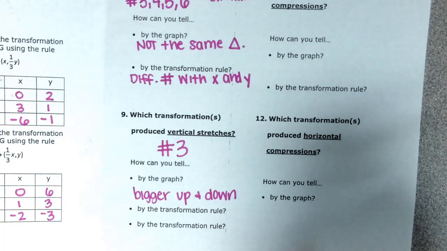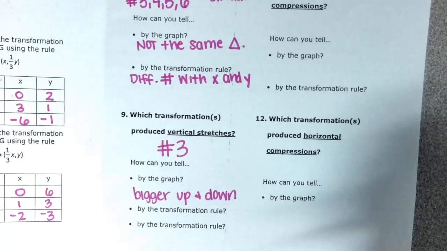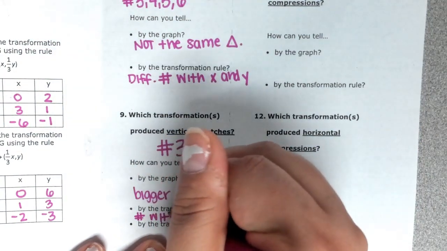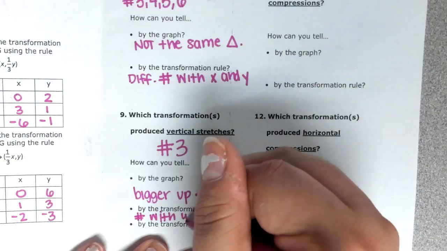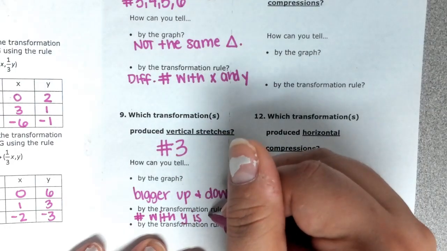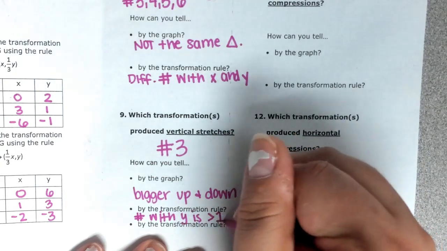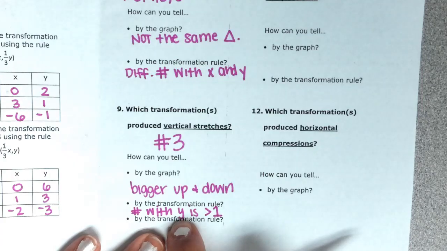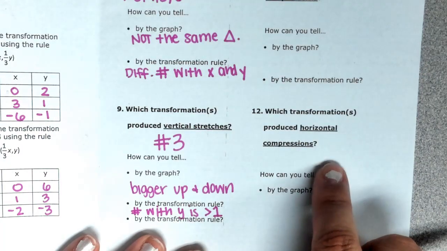What about the rule? How can you look at a rule and know it's going to have a vertical stretch? The number with what letter? Why? The number with y is bigger than 1. Because y-axis is up and down, right? The number with y is bigger than 1. That's how you know it's going to be a vertical stretch. Okay? Since we're down here, I'm just going to skip to 12.